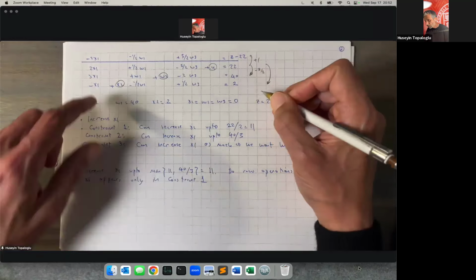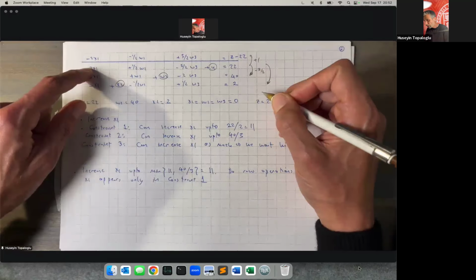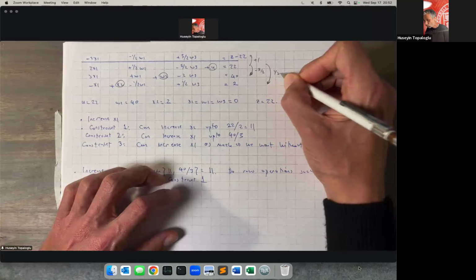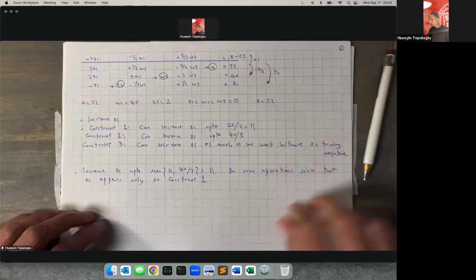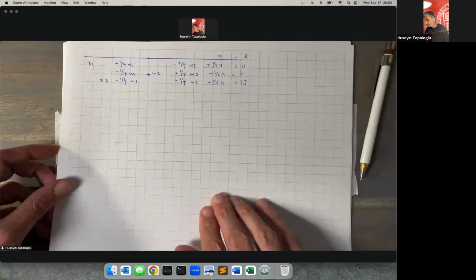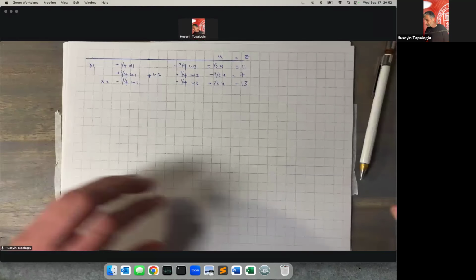And likewise, I want x1 to disappear from the third constraint row. Take the first constraint row, multiply it by 1/2, add it over here, so that x1 disappears from the third constraint row. Okay? Those are the row operations that we did in the previous lecture. The next system of equations we reach is given as follows. Here we are.